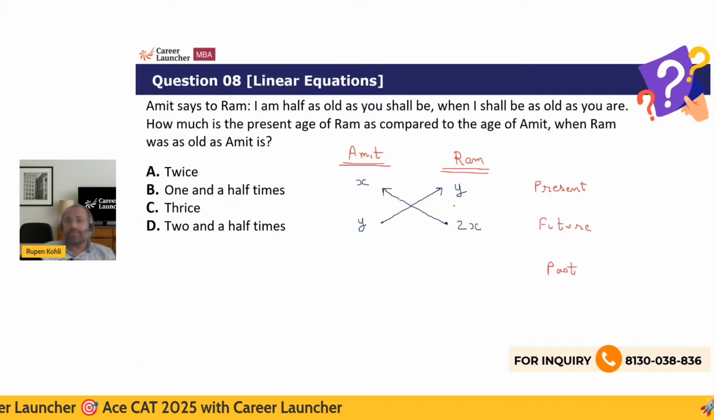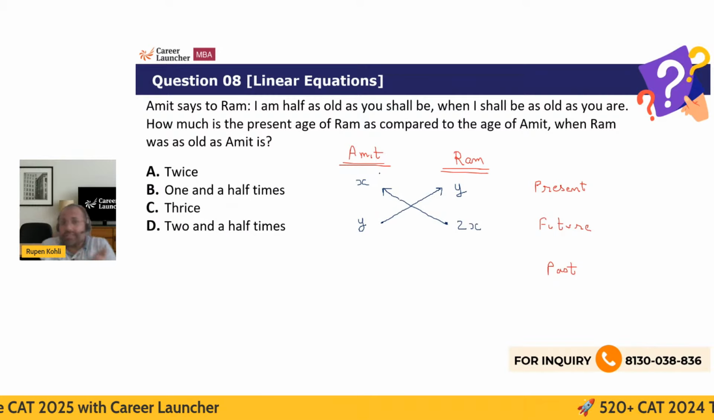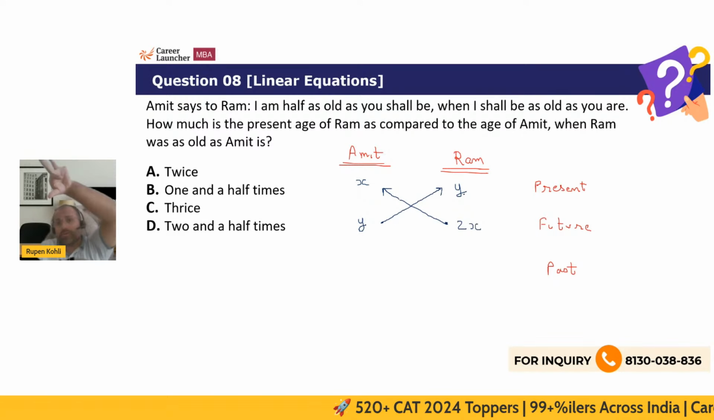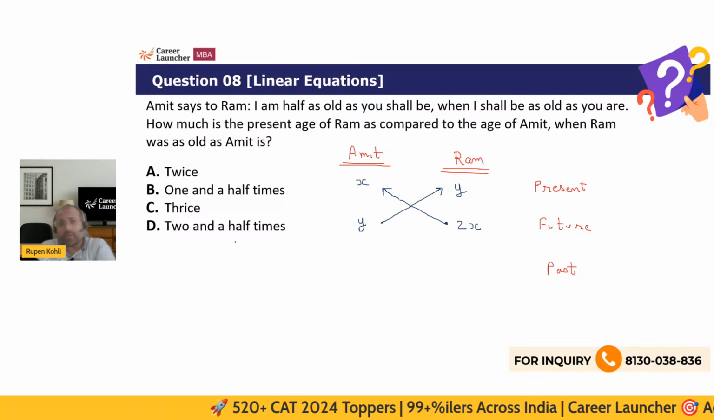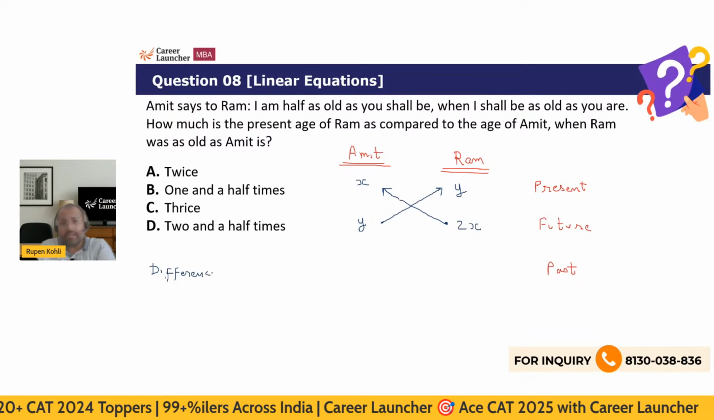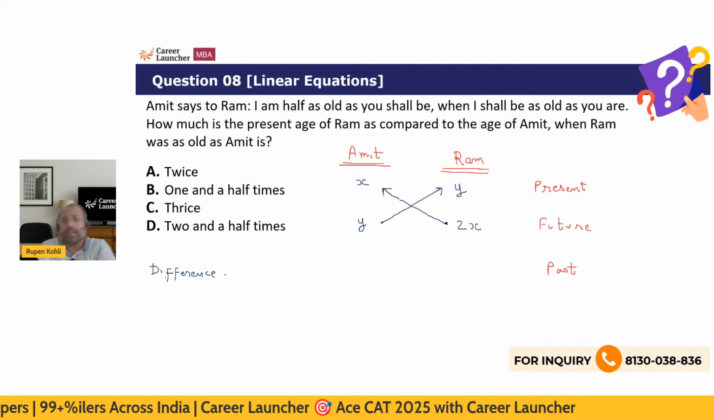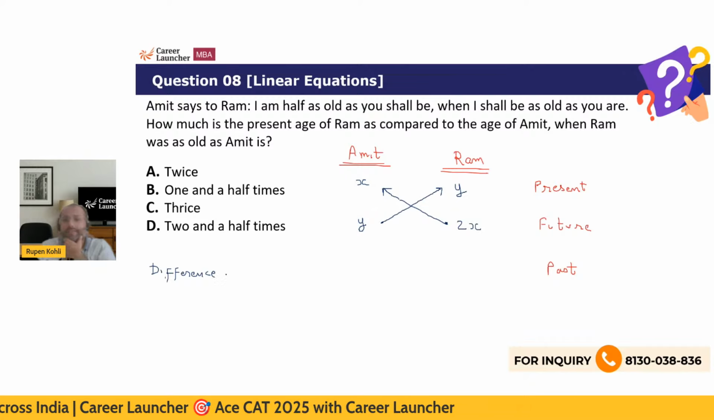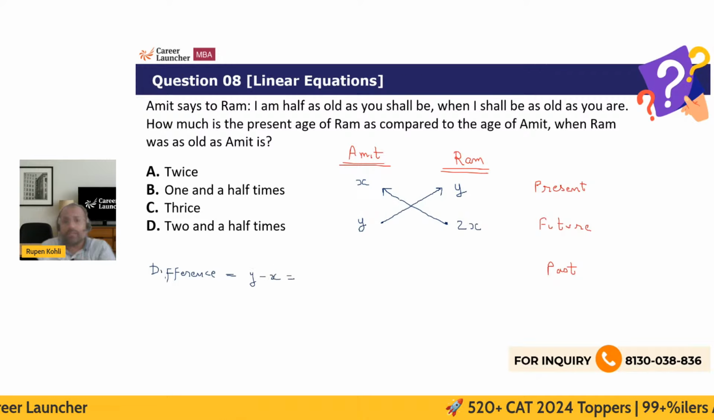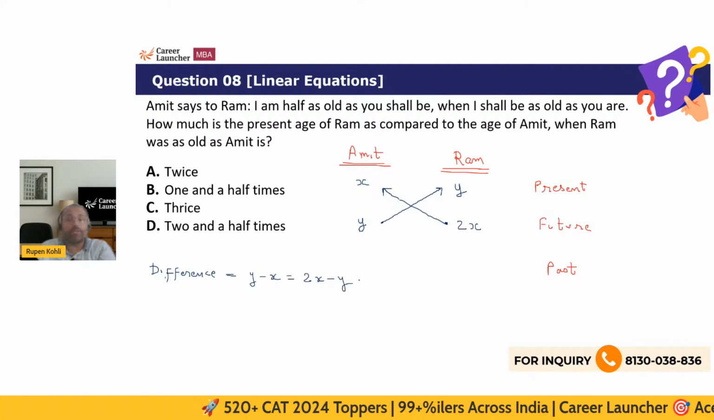Obviously from the statement, Ram is older than Amit, because Amit shall be in the future what Ram is right now. So Amit is obviously younger than Ram right now. What is the difference of ages? We can write that in two different ways, for both the present and the future, and get some relation between x and y. The difference of ages in the present between Ram and Amit is y minus x, and in the future it is 2x minus y. They can be equated. That is the equation you had to write.